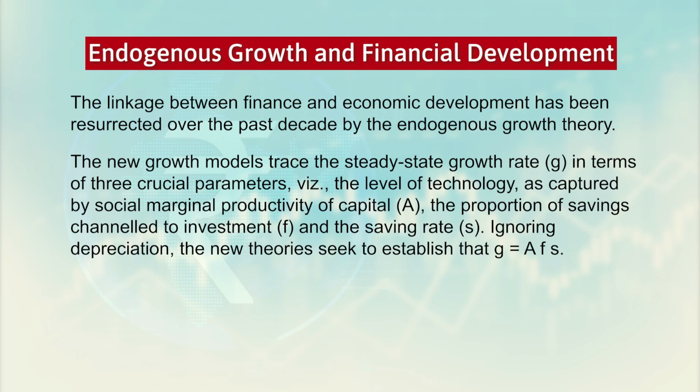The new growth models trace the steady state growth rate, which we call small g, in terms of three crucial parameters, namely the level of technology, which is captured by the social marginal productivity of capital, which we call capital A, the proportion of savings channeled to investment, which we call small f, and of course the savings rate, which we call small s. If we ignore depreciation, the new theory seeks to establish that basically g, that is the steady state rate of growth, is equal to A into f into s.